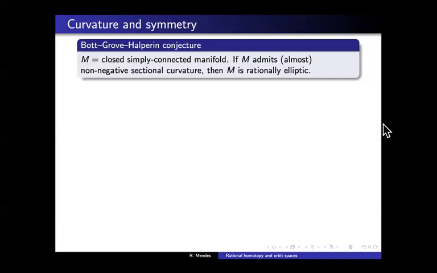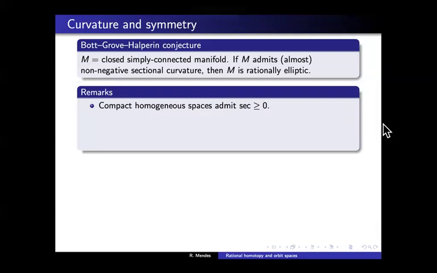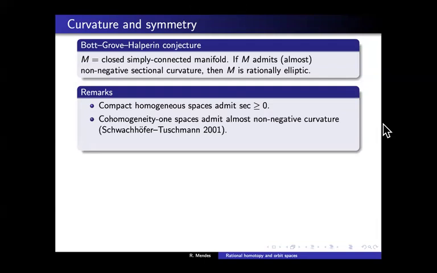This is open, and here are some remarks about this conjecture. Compact homogeneous spaces always admit non-negative curvature, and we saw before they're also rationally elliptic, so it's all making sense. And cohomogeneity 1 spaces don't necessarily admit non-negative curvature, but they do always admit almost non-negative curvature. This is Schwachhöfer and Tuschmann. So that's also making sense.